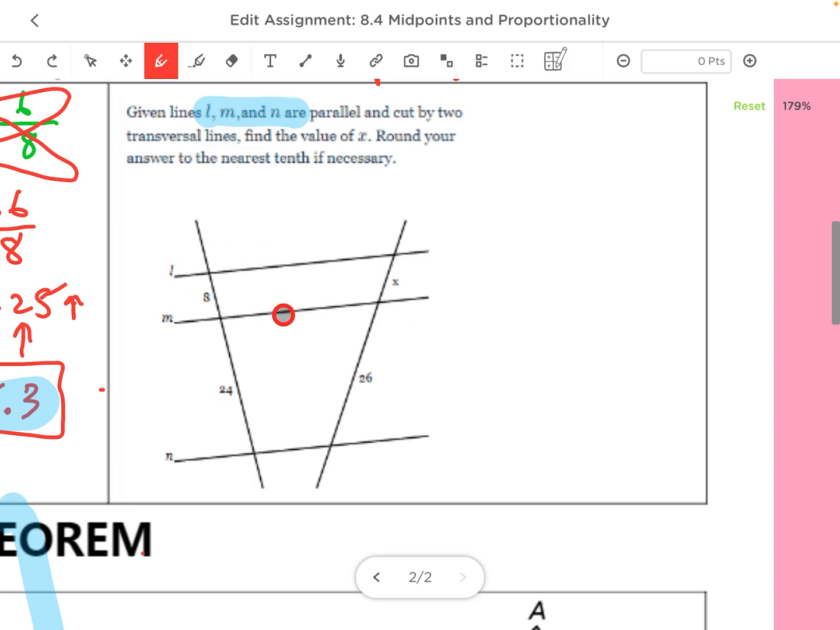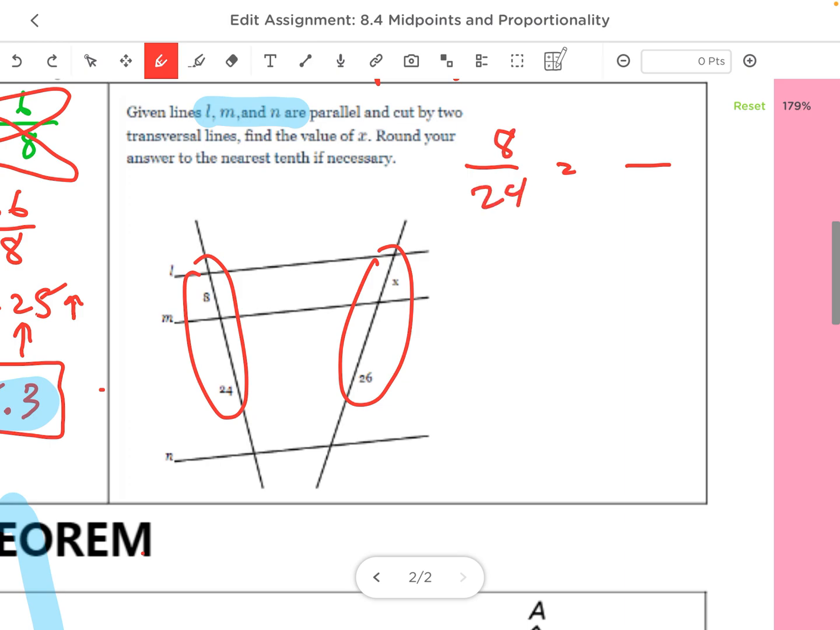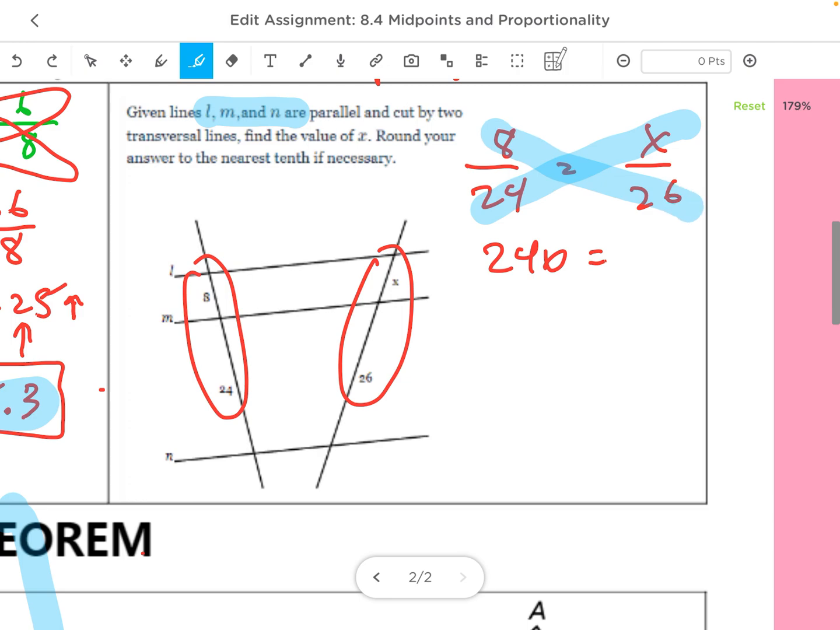So we know this line and this line are parallel. If we're trying to find X, we know we can set up those proportions, right? Those are going to be proportional to that. So 8 over 24 and X over 26. Now, let's just do our cross multiplication. X times 24 gives us 24x equals 8 times 26 gives us 208.